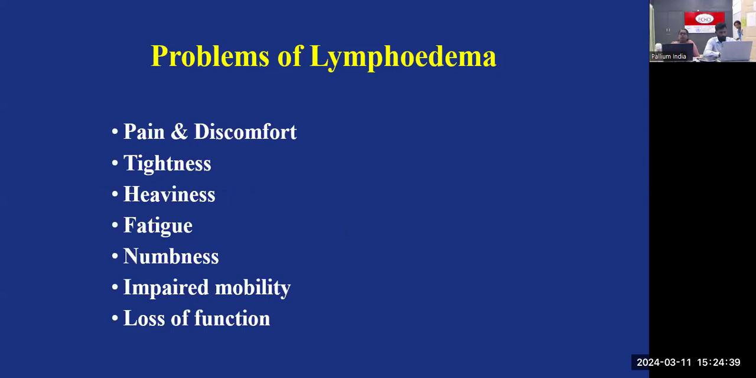So there are physical problems, psychological problems, social problems, and spiritual problems. From the first day onwards, you must understand that these kinds of patients need total care: physical care, social care, emotional care, and spiritual care. So what are the physical problems?